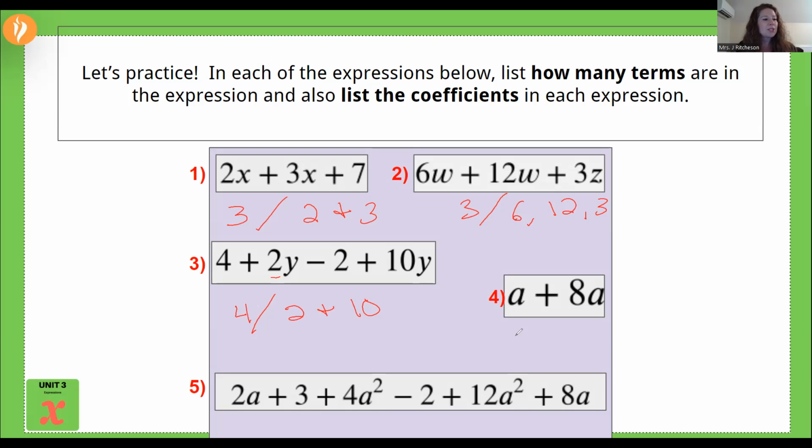Number 4, how many terms? We have 2 terms, and what are the coefficients? Did you remember the 1? 1 and 8 are our coefficients. And number 5, we have 1, 2, 3, 4, 5, 6 coefficients. No, we don't, sorry. 6 terms. And what are the coefficients? They're 2, 4, 12, and 8. How'd you guys do? Did you get them all?